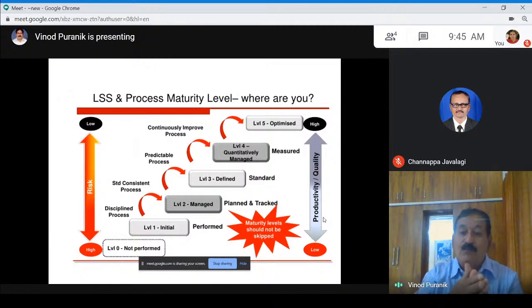So when you finally are able to reach level 5, that is optimized, you are definitely sure that you are able to reach the quality and achieve your goal. So this is the way Lean Six Sigma and the process maturity level work. Where are you? This particular slide will help us see where we stand. Once we know where we stand, we are able to improve ourselves, and it will also give the status of our position. So this will help us, and it is also very important in how we are able to optimize the things.